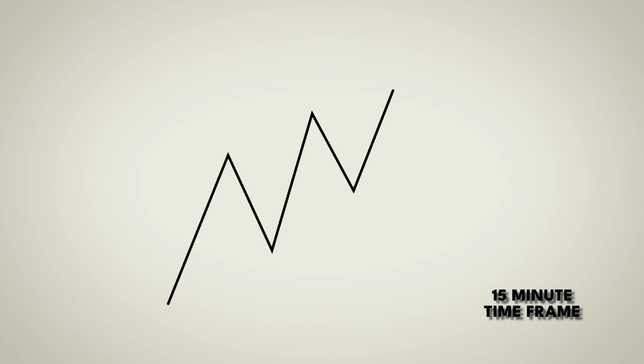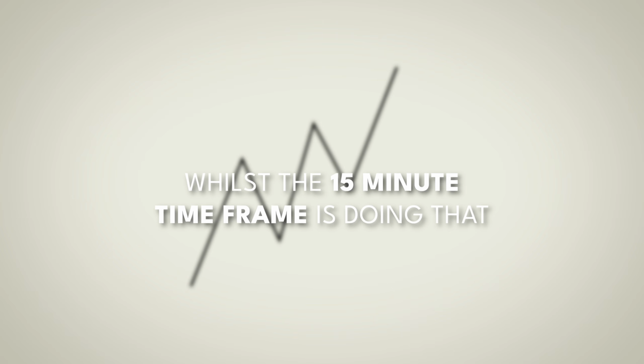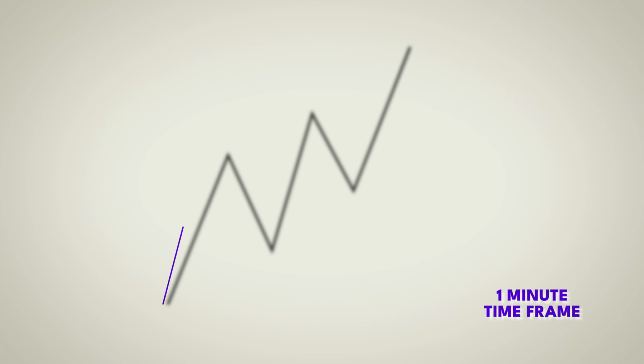Let's take a perfect scenario of how this could work. So imagine we have a 15-minute time frame bullish. It's creating low, high, higher low, higher high, higher low, and higher high. It's bullish, right? Now, imagine how the 1 minute time frame looks whilst the 15-minute time frame is doing that. So whilst the 15-minute time frame is putting in this high, you have the 1 minute time frame going high, low, high, low, high, low, and then it pulls back. The 1 minute time frame shifts bearish when the 15-minute time frame starts pulling back. The 1 minute time frame shifts bullish when the 15 minutes starts continuing, and it happens again and again.